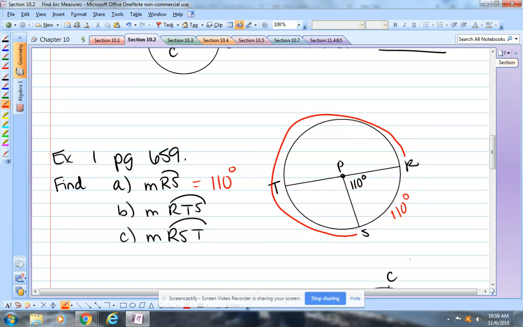360 minus 110. What is 360 minus 110? 250 degrees. Does everybody understand that one? Yes or no? You got it?